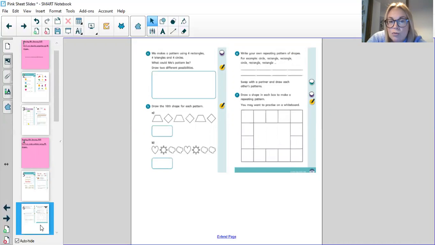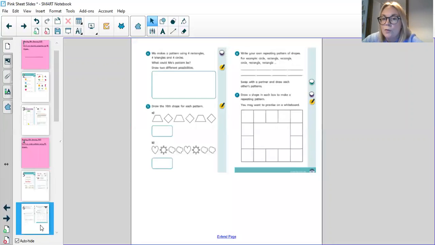And then moving on, it says to draw the 10th shape for each pattern. So you're going to have to count on, and if you draw out the rest of the pattern, it will help you to see and then count to what the 10th shape will be. Okay, same for A and B. And then it says on number 6 to write your own repeating pattern of shapes. Okay, so you can write them in words, so check the spelling if you can, and you can do any 2D shape, so this is up to you. So they have set an example of circle, rectangle, rectangle, circle, rectangle, rectangle.